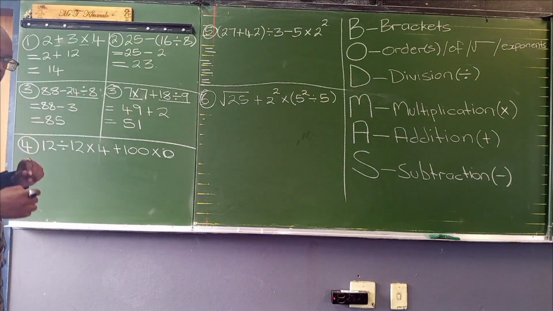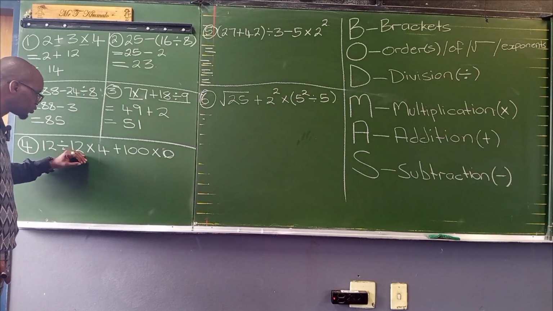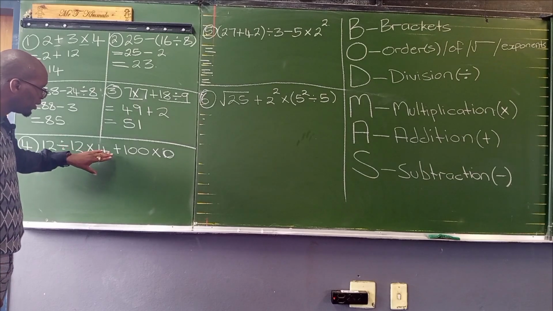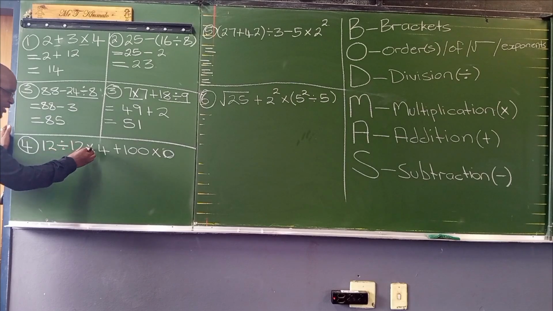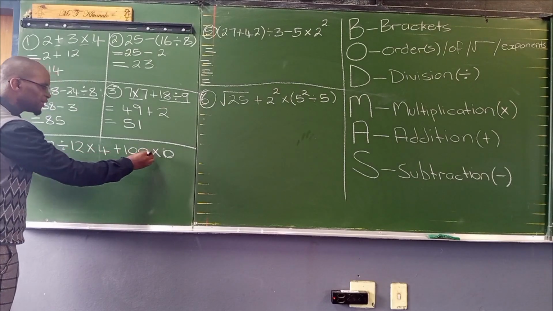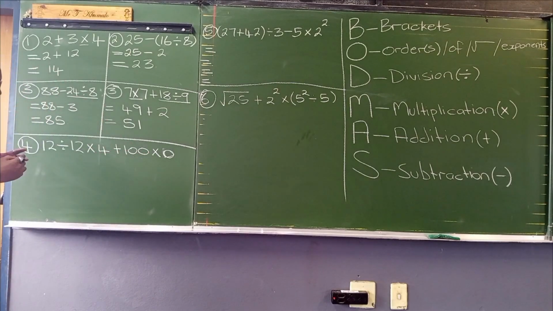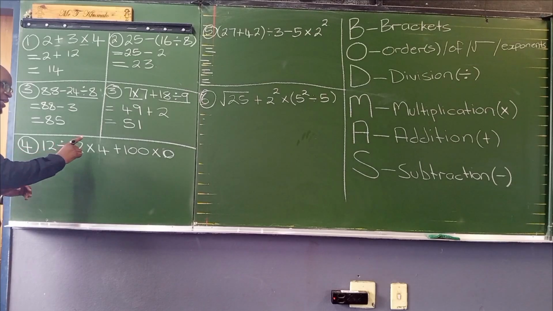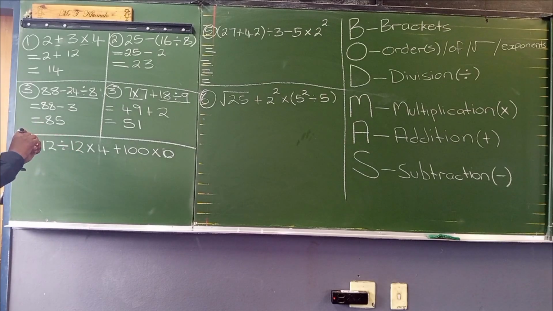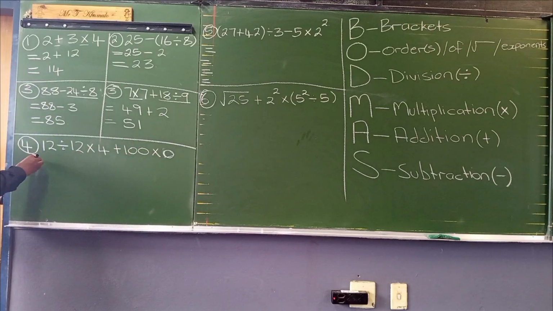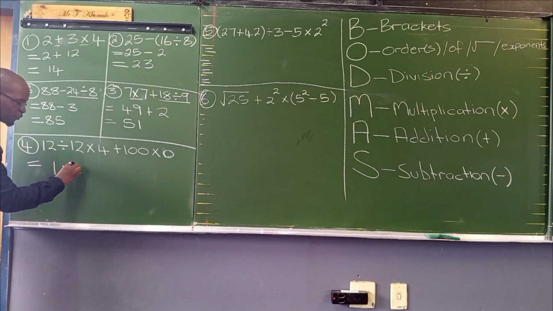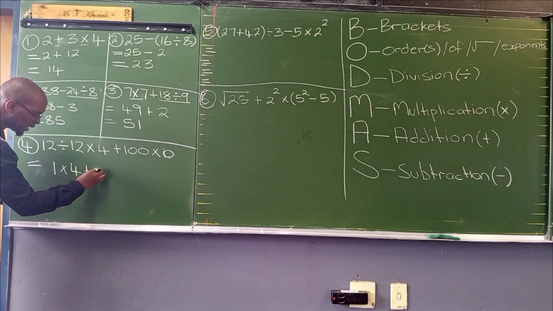Next example, number 4. We have 12 divided by 12 multiplied by 4 plus 100 times 0. Again, I check my operations and then I apply Bodmas accordingly. And Bodmas says to me, I need to divide and multiply before I add. So I will do my division and multiplication before I add. Right, going from left to right, 12 divided by 12 gives me 1.